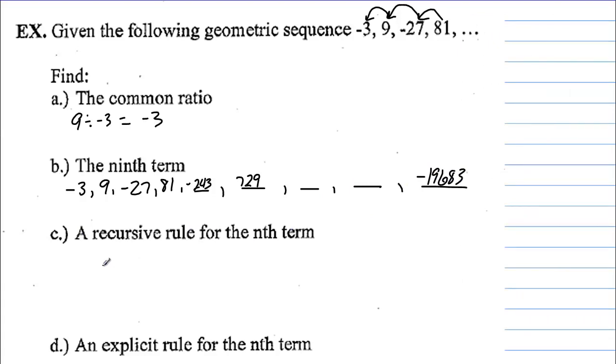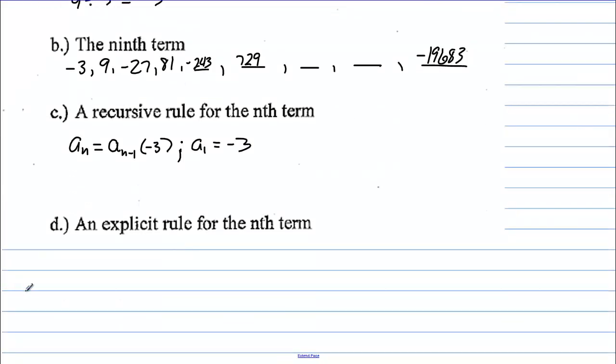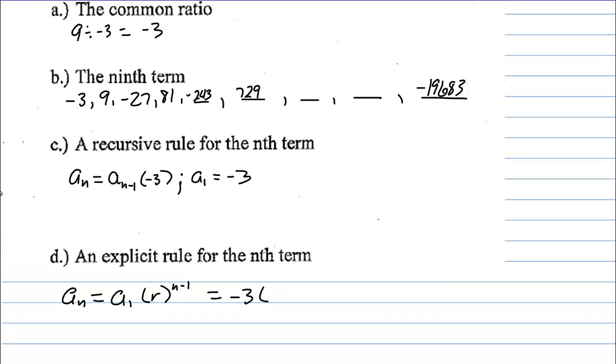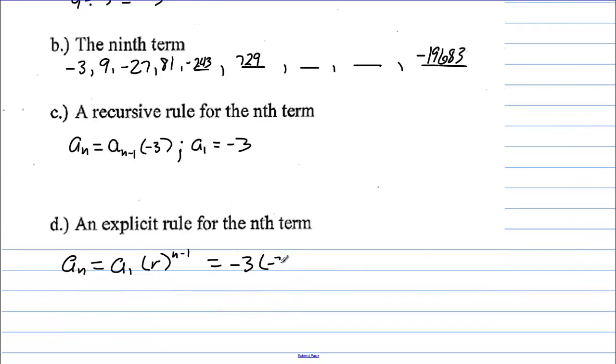A recursive rule for the nth term. So a sub n equals a sub n minus 1 times -3. But we have to tell where we start. A sub 1 equals -3. An explicit rule for the nth term. Since this is geometric, we have a sub n equals a sub 1 times r to the n minus 1. In our case, a sub 1 is -3, and we are also multiplying by -3. So -3 to the n minus 1.